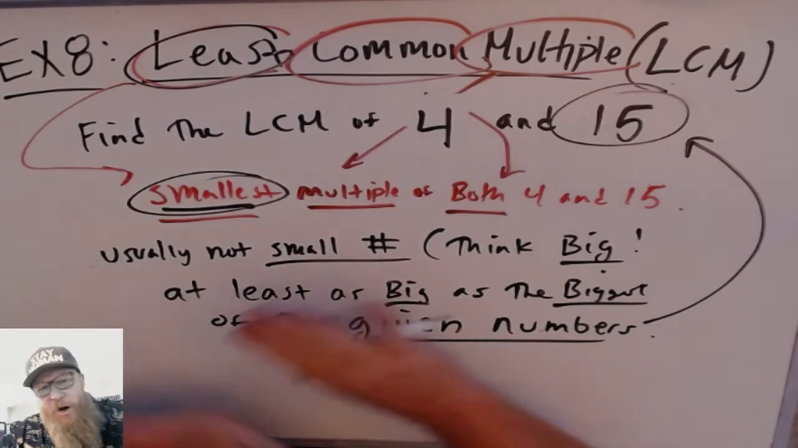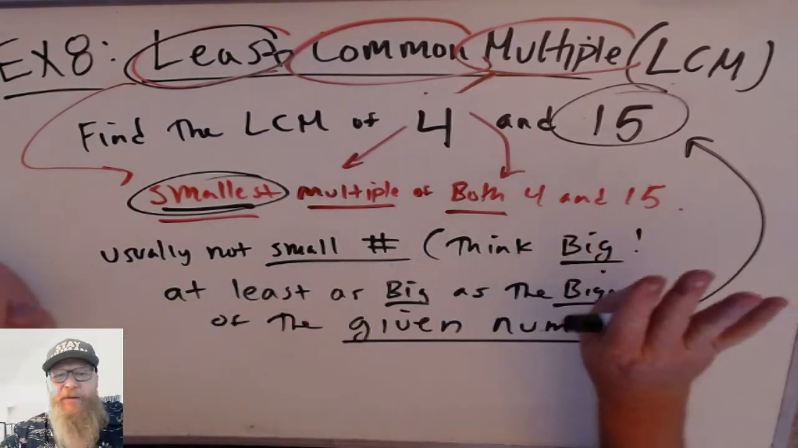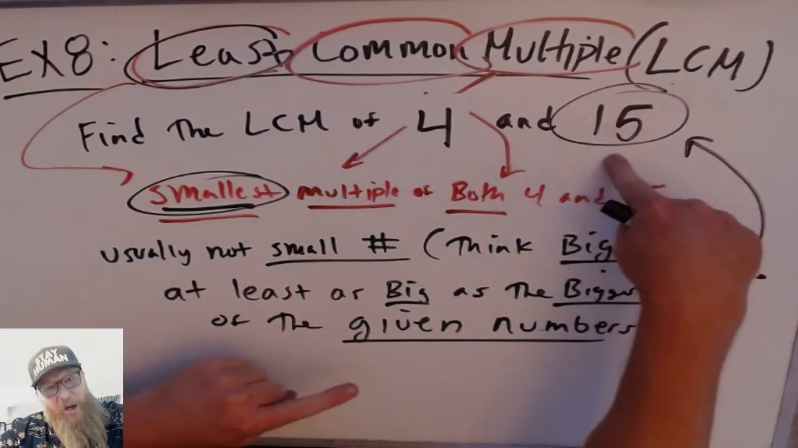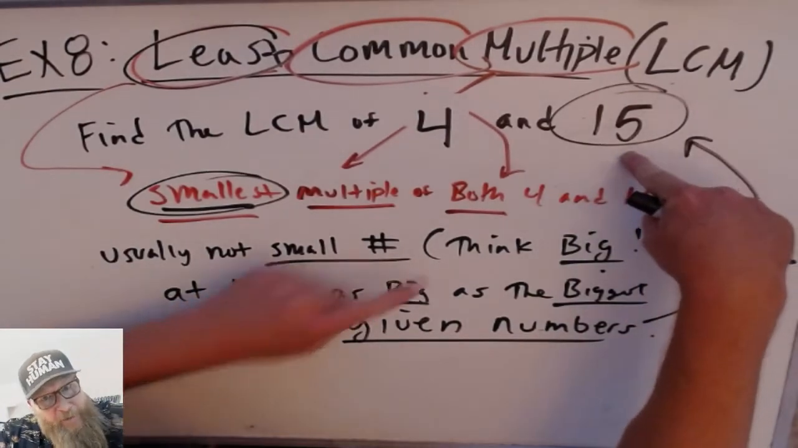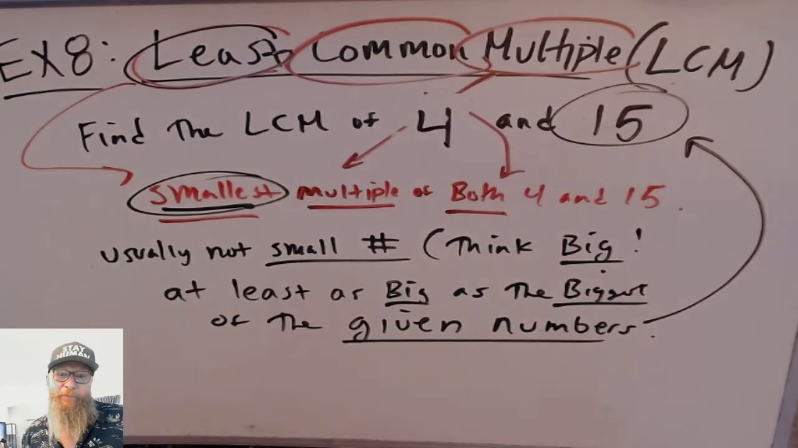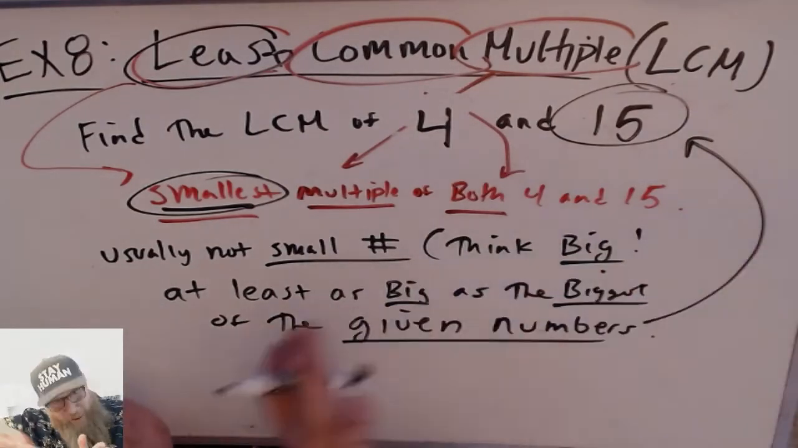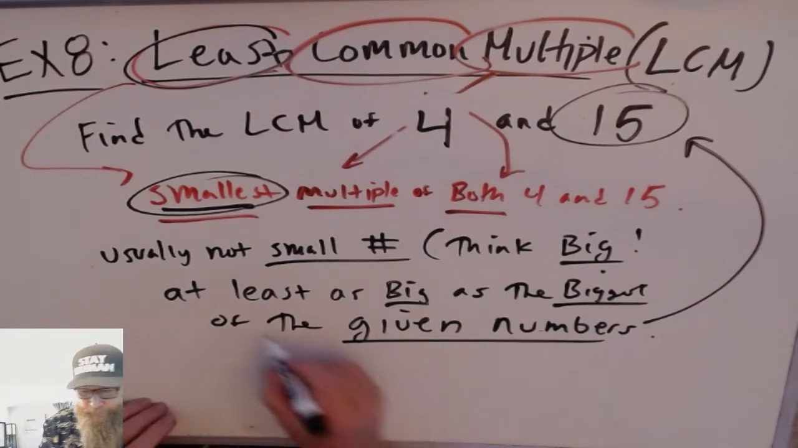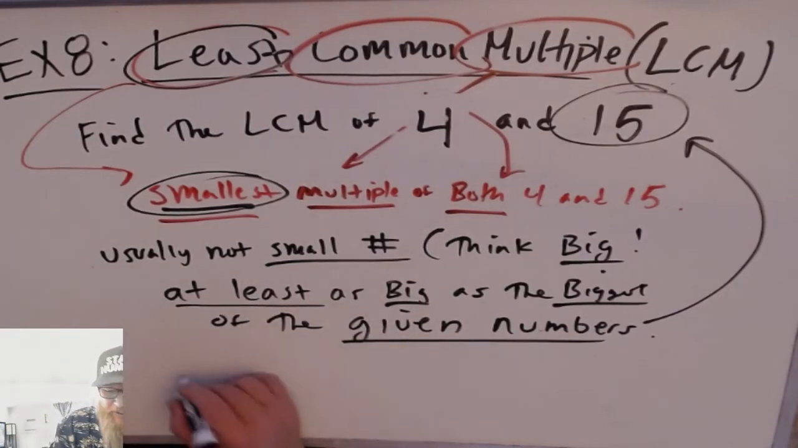In other words, there is no way the least will ever be smaller than the bigger one that you were given. So we have 4 and 15. There's no way it's going to be smaller than 15. It must be greater than or equal to 15. I just want to say that right away. Okay, so now here's the method.